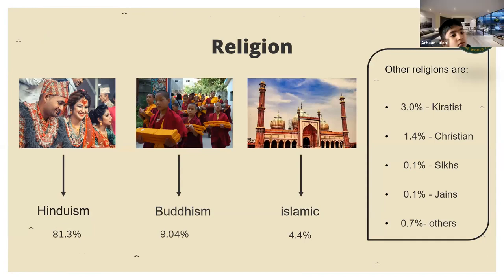Talking about religion, this country is favored by three major religions: Hinduism, Buddhism, and Islam. Hinduism is about 81.3%, then there are 9.04% Buddhists, and 4.4% Islamic population. Other than these, there are a few other religions as well, such as Kiratis, Christians, Sikhs, Jains, and some others.